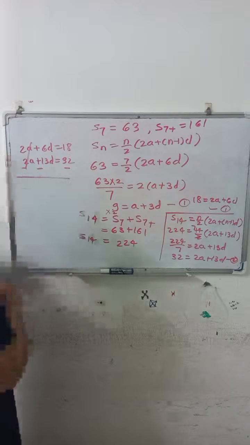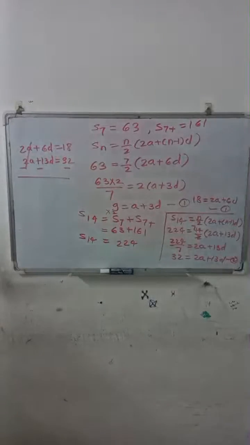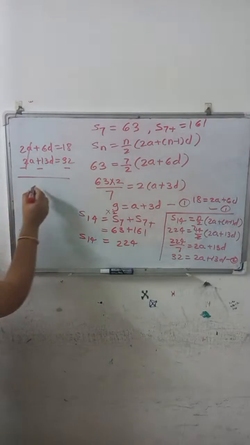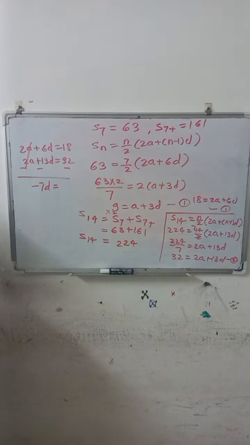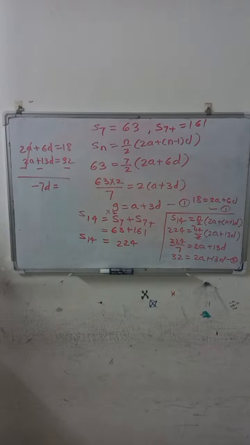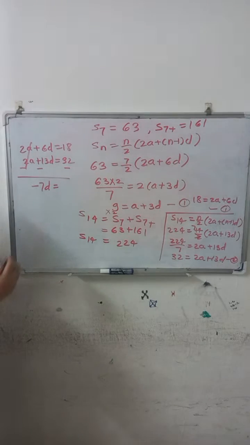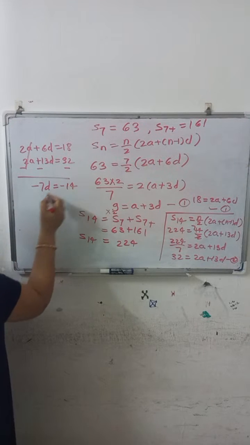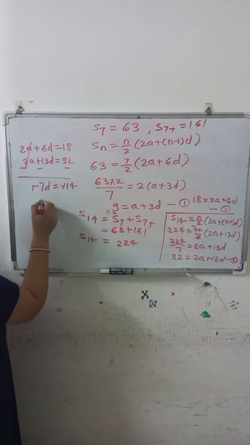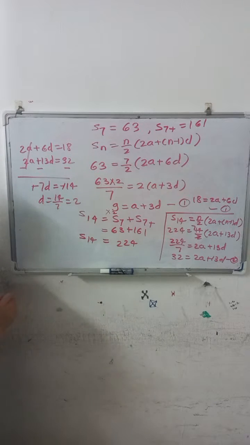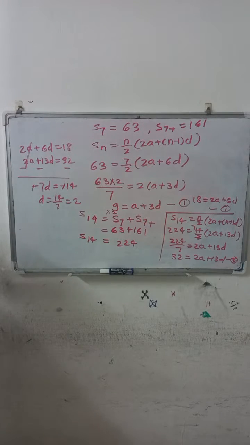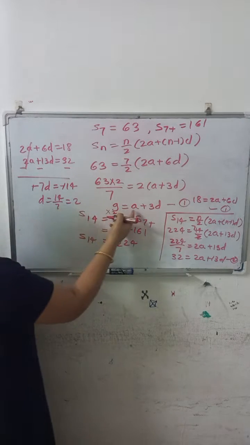13 minus 6 is nothing but 7, so 7d. And 32 minus 18 is nothing but how much? 14. With the negative signs, minus 7d is equal to minus 14, so minus and minus get cancelled. d is equal to 14 by 7, that is equal to 2. So you got the answer, d as 2, and now find out a.